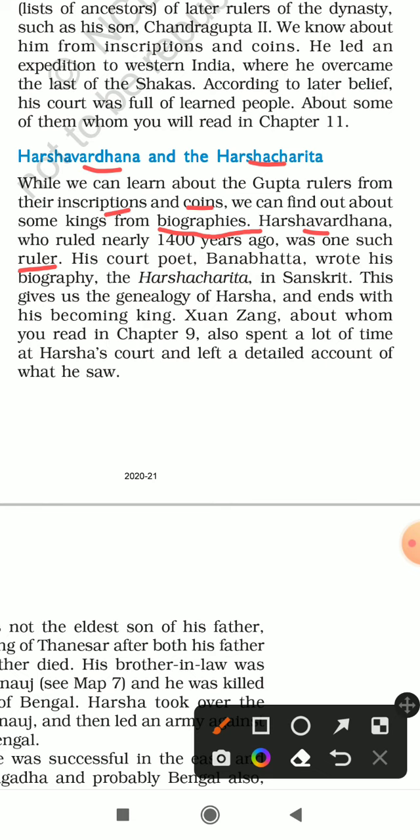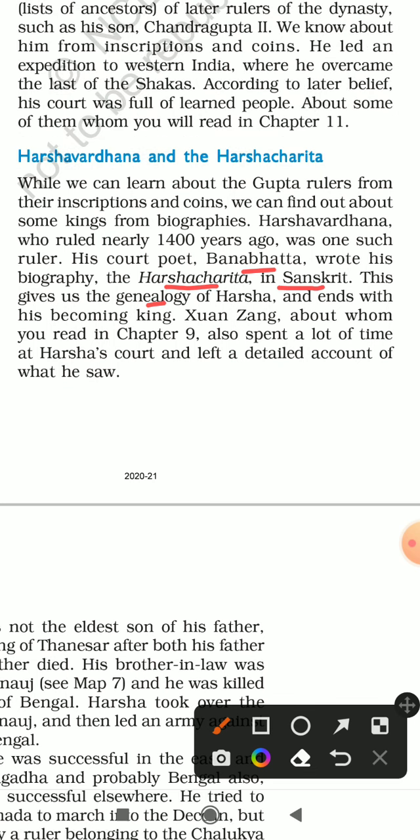His court poet, Banabhatta, wrote his biography, and the name of his biography is Harshacharita, which was written in the Sanskrit language. So Harshacharita gives us details about the life of the king Harshavardhana. This gives us the genealogy of Harsha. Genealogy means telling us about who was the father of Harshavardhana, his grandfather, his great grandfather, giving us the whole information about his family tree or ancestry, and it ends with his becoming the king.